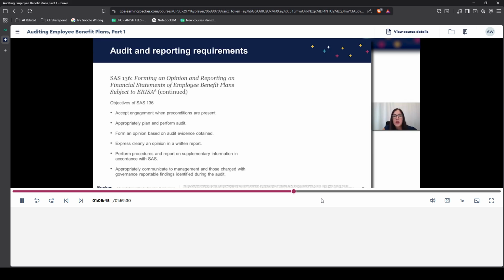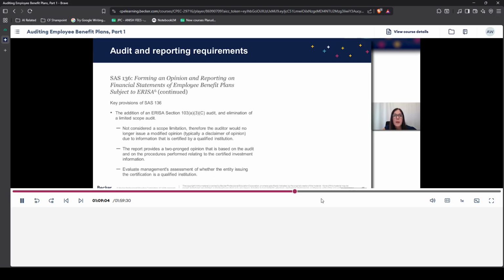Here are just a brief overview and review of some of those objectives of SAS 136, and I'm not going to go through these in detail since these are already now effective, and then you should have put them in place for your 2021 plan year audits and going forward.